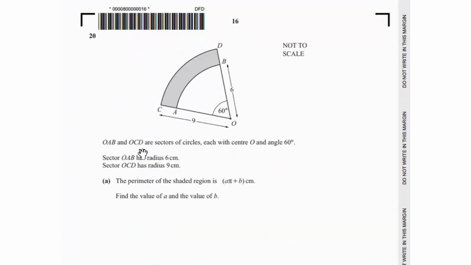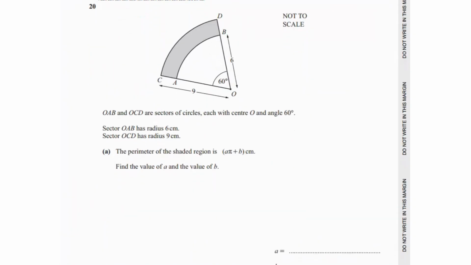Then it says OAB and OCD are sectors of circles, each with center O and angle 60 degrees. Sector OAB has the radius 6 centimeters and sector OCD has a radius of 9 centimeters. The perimeter of the shaded region is A pi plus B centimeters. Find the value of A and B. So since we have the perimeter of the shaded region, that's A pi plus B. So shaded region is the two arcs and then DB plus CA.